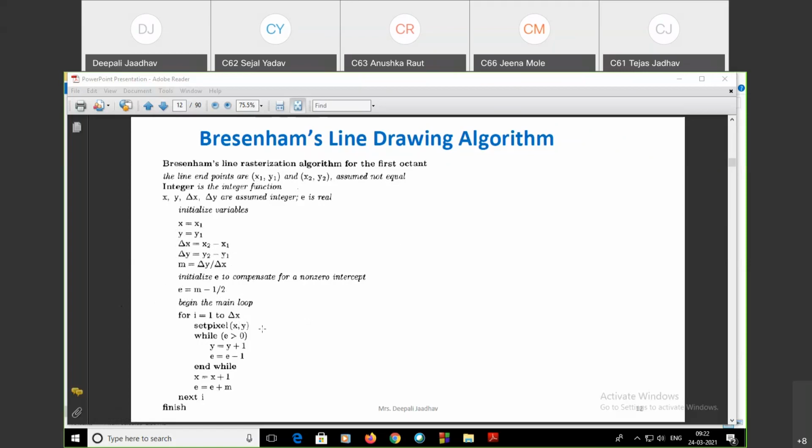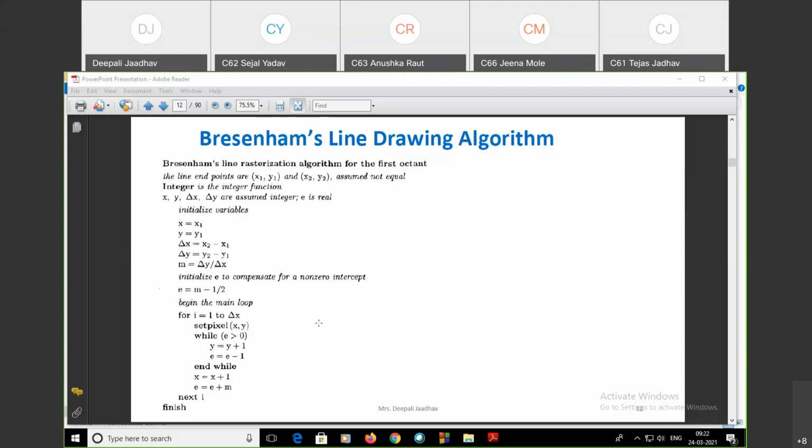Okay, so that is the simple line drawing algorithm. In it, we use m is equal to delta y by delta x, so automatically it results in a floating point number many times. And also the error is calculated as m minus 1/2, so the error is also generated as a floating point number.